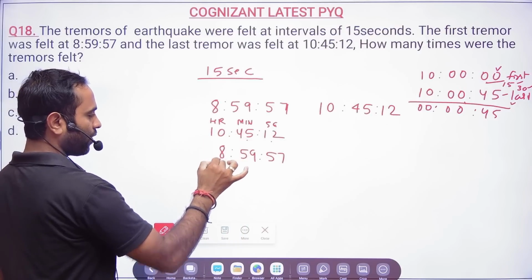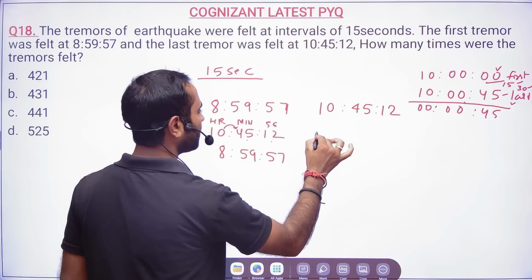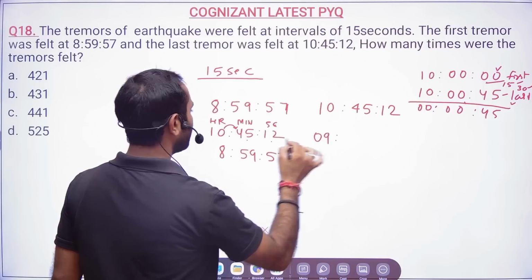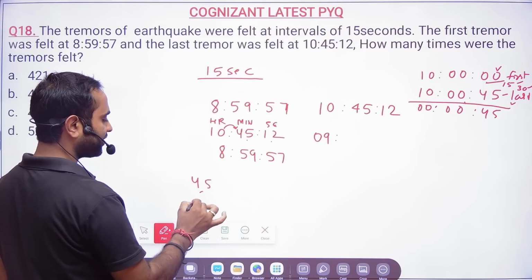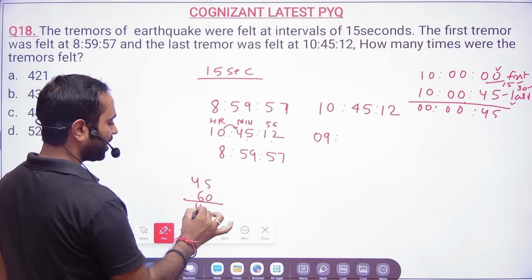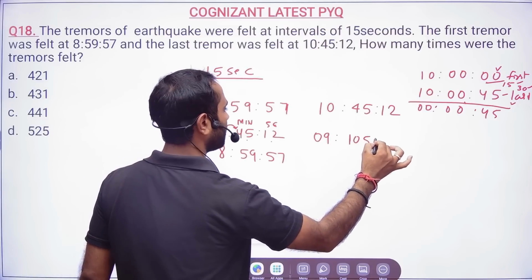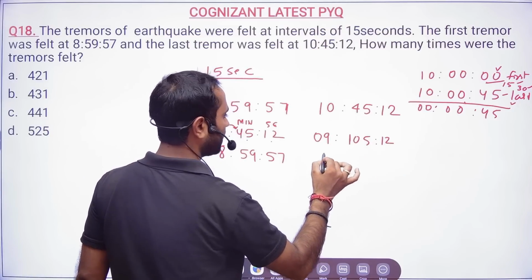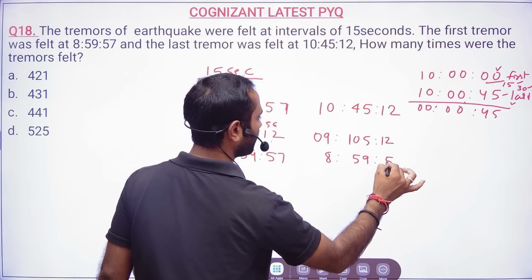Now what I will do? I will send 1 hour from here to here. So this I can write as 9 hours. When I send 1 hour here, 45 minutes plus 60 minutes in 1 hour, so now this will become a total of 105 minutes. And this will become 12, and this will become 8, 59, and this will become 57.